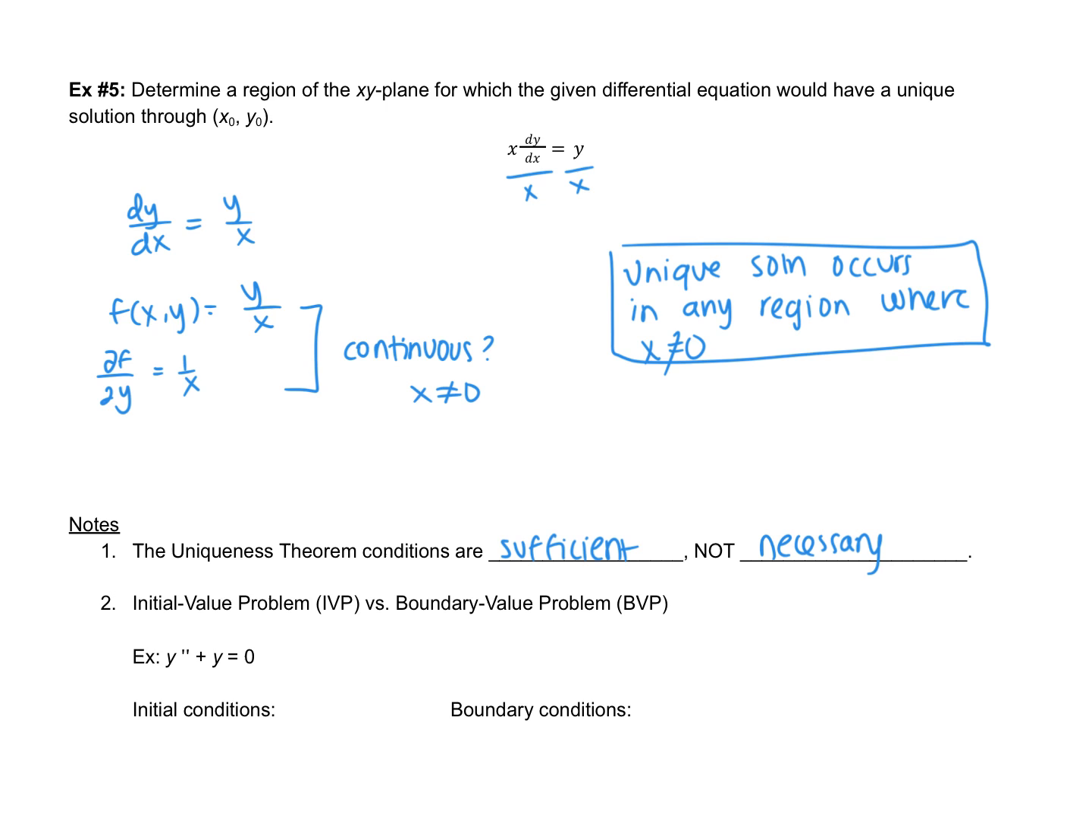So, for example, if on this example above, we were looking at the point 0, 0, we cannot say, okay, x is 0, so therefore our solution is not unique. We can't say that. So if we had a region where x was 0, we could not say whether or not there would be a unique solution, because these conditions are not necessary. They're just sufficient. So again, if we had a region where x was 0, we cannot say the solution would not be unique. There could be a unique solution, we don't know though.